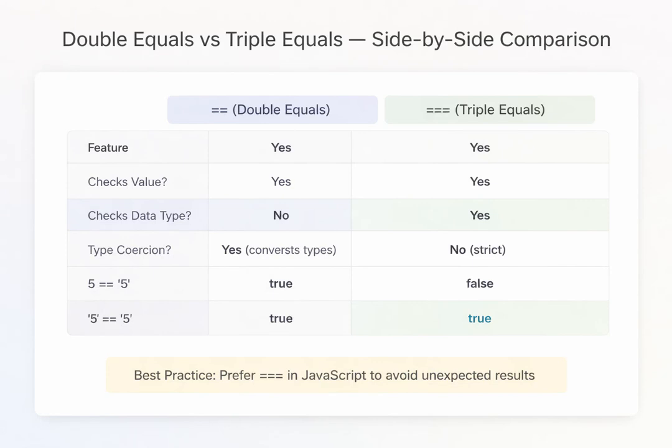Double equals checks only the value and performs type coercion, meaning it will try to convert types to make a comparison work. Triple equals is strict. It checks both the value and the data type and does no conversion whatsoever. So 5 double equals "5" gives true, but 5 triple equals "5" gives false. When both the value and the type are the same, like comparing the number 5 to the number 5, both operators return true. As a best practice, most JavaScript developers recommend using triple equals by default because it makes your code more predictable and avoids hard-to-find bugs.